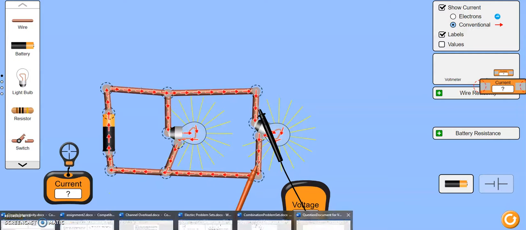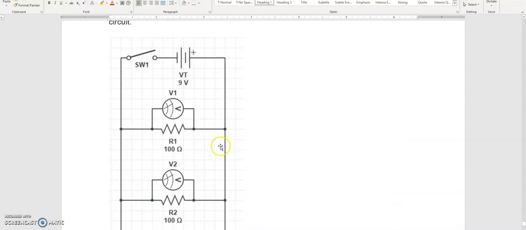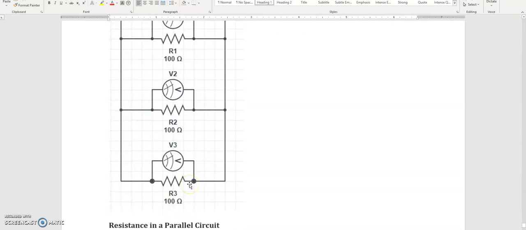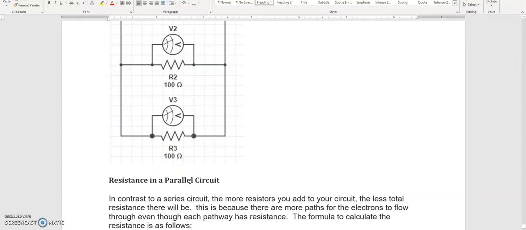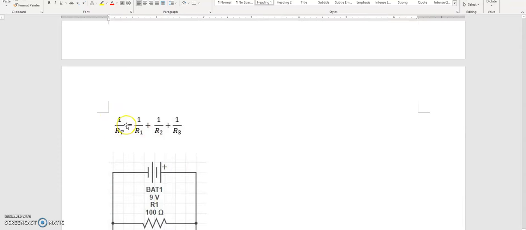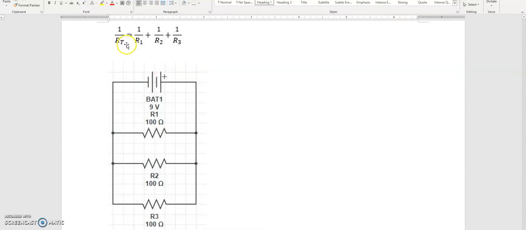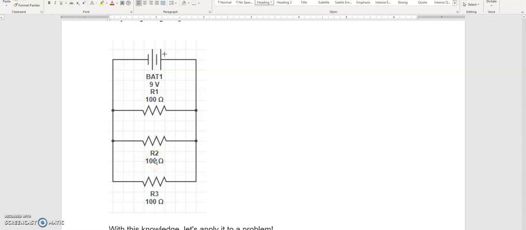So if we look at Kirchhoff's laws, what it states here is that the total voltage will be V1 equal to V2 equal to V3. So if this is 9 volts, V1 will be 9 volts, V2 will be 9 volts, and V3 will also be 9 volts. Now resistance is a little bit more difficult to calculate. The total resistance of the circuit is calculated as follows: 1 over the total resistance is equal to 1 over R1 plus 1 over R2 plus 1 over R3. To find the total resistance in a parallel circuit, we have to add up the inverses of these and then take the inverse of the sum. So the key idea here is that as we add more paths, we're not actually slowing down the current. In fact, we'll get more current.